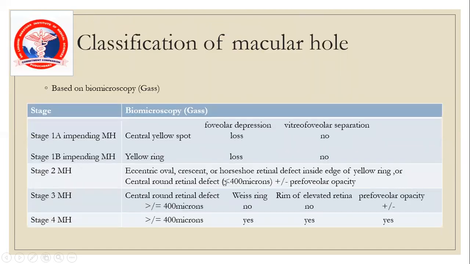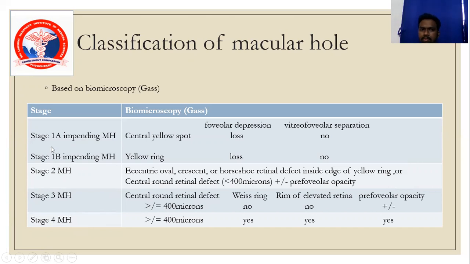Moving on to the Gass classification of macular hole, which was based on just slit lamp biomicroscopy. So, this classification was an age-old classification which was given by Gass in the year 1837. So, he classified macular holes into stage 1A, 1B, stage 2, stage 3, and stage 4 based on the clinical appearances in the fundus microscope. Okay, so what is stage 1?